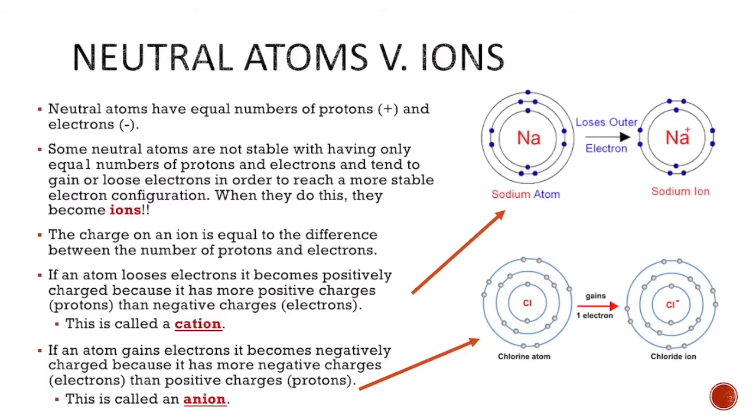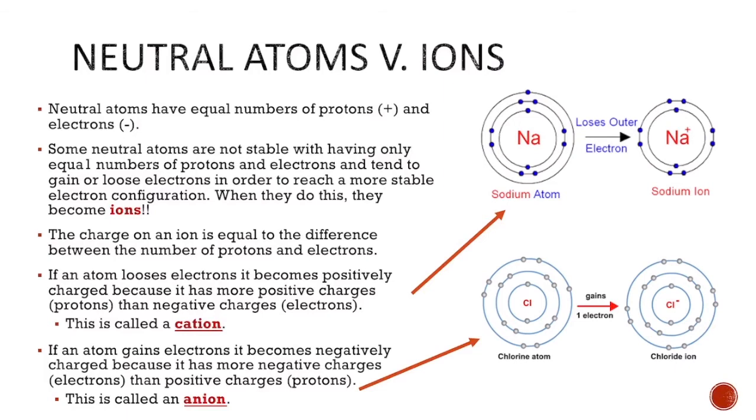Some elements on the periodic table are more likely to lose electrons, and others are more likely to gain electrons. And we'll talk more about that when we start talking about our chemical bonding unit. But the charge on an ion is always going to be equal to the difference between the number of protons and electrons. So when we're trying to find the charge, you just take the number of protons and subtract the number of electrons.